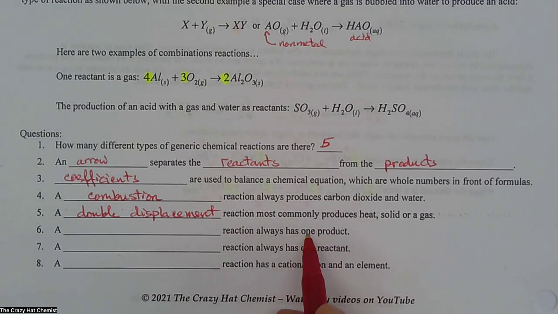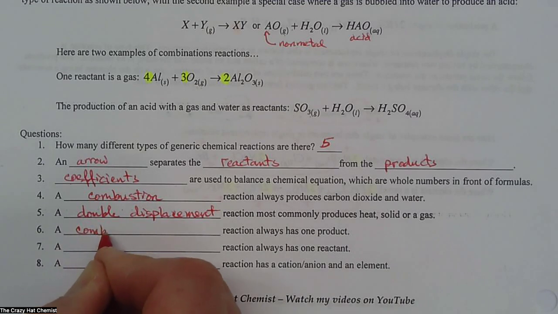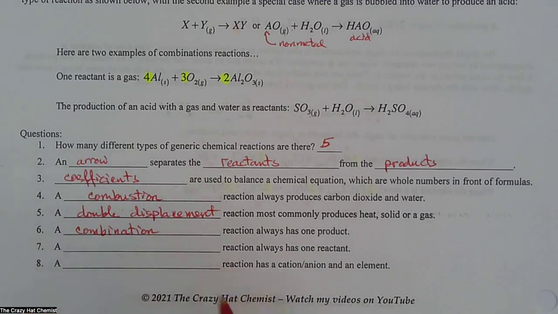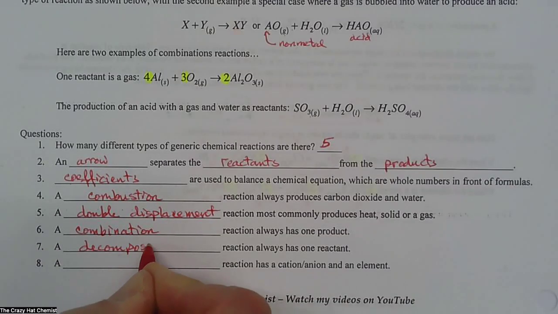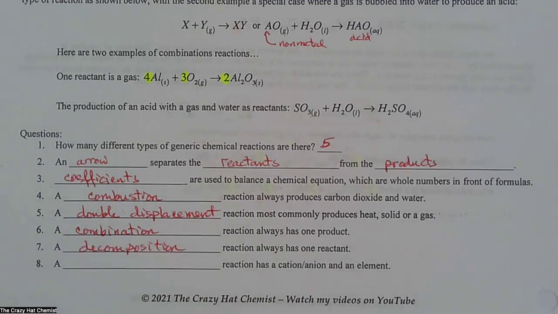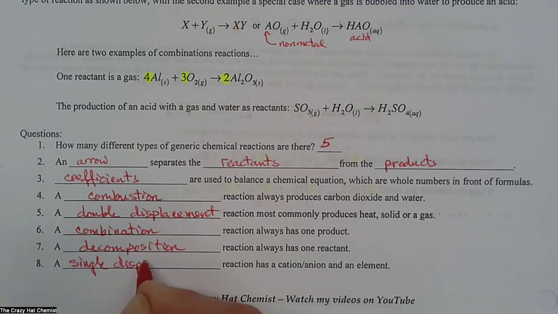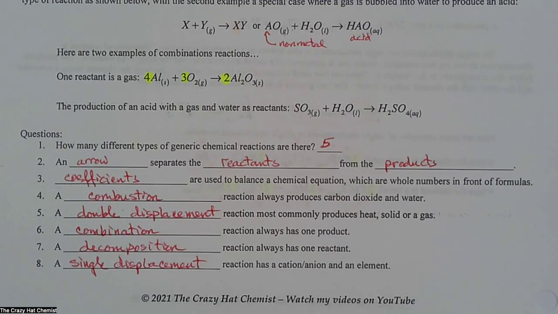A reaction that always has one product is a combination or a synthesis. A reaction that has only one reactant is a decomposition or an analysis. A reaction that has a cation, anion, and an element is a single displacement or a single replacement. Hopefully you have learned something generically about the 5 different types of chemical reactions.